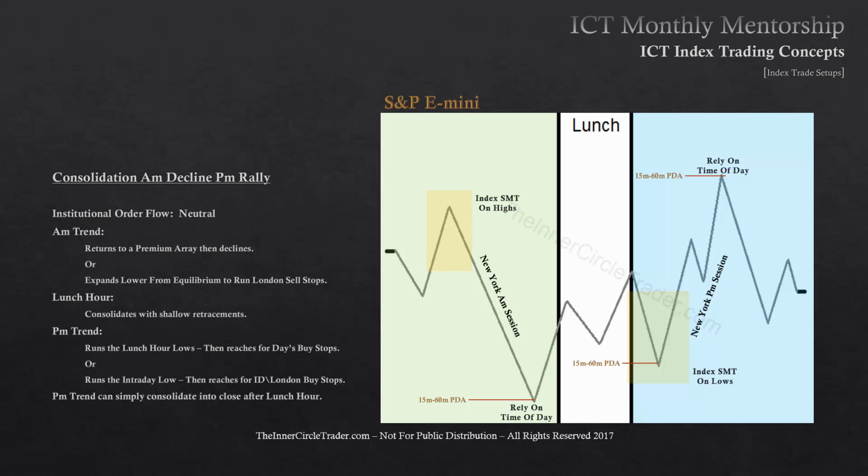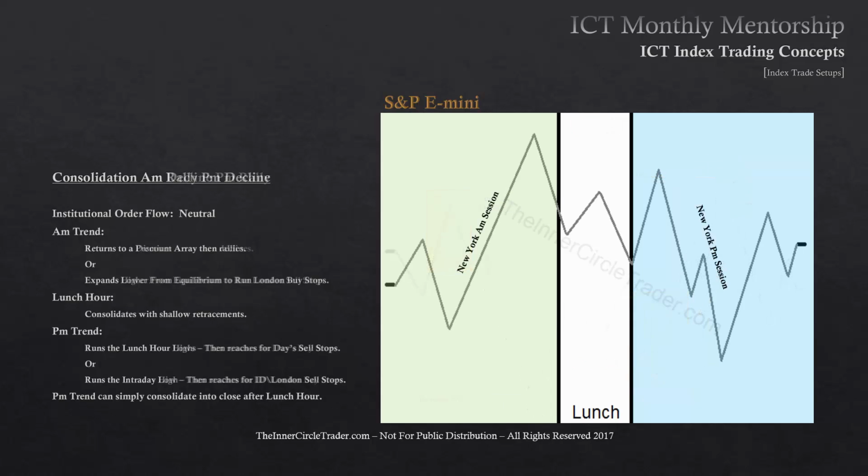The afternoon high is going to be seen with a 15 or 60-minute PD array, and we would anticipate not further upside, but a retracement and gravitation back to the equilibrium price point of the day, basically back to the middle. Consolidation, AM rally, PM decline.